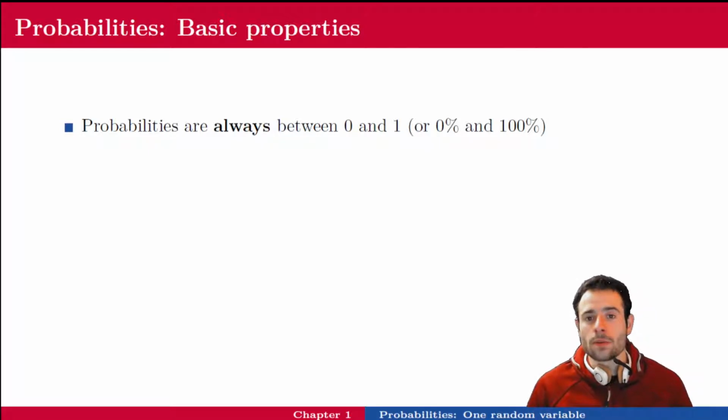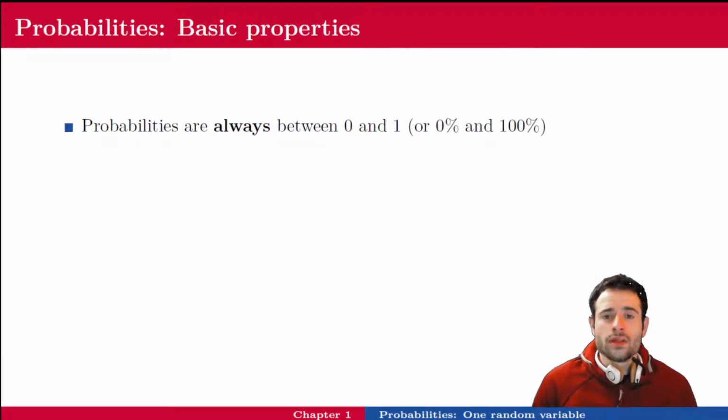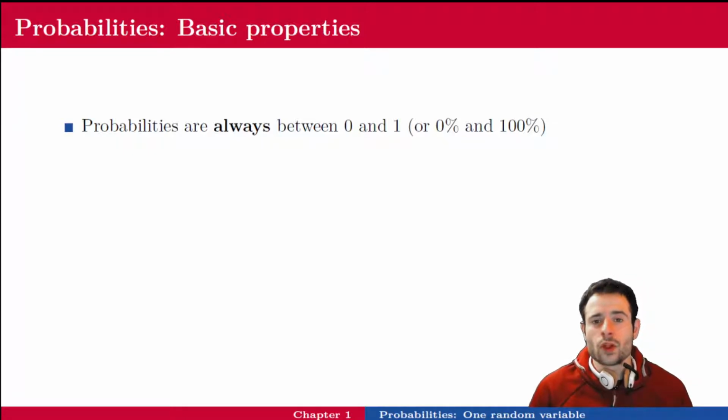A couple of basic properties about probabilities. These will turn useful, especially when you want to double check your results in an exam or in an assignment. First of all, probabilities are always between 0 and 1, or between 0 and 100%.